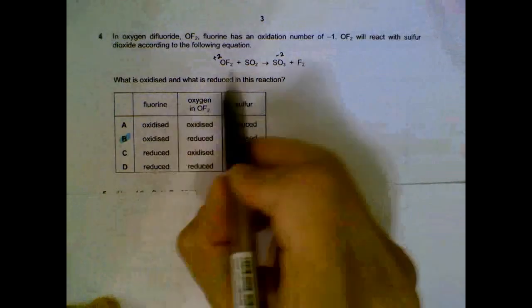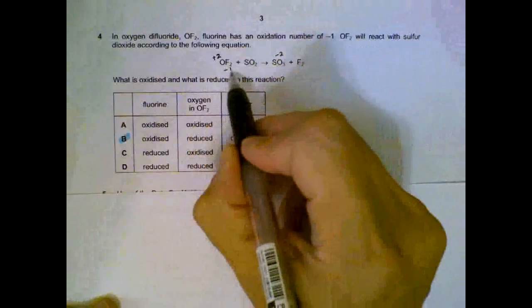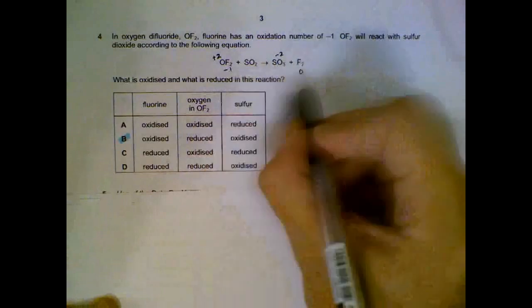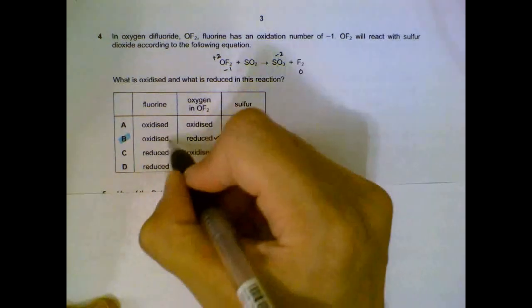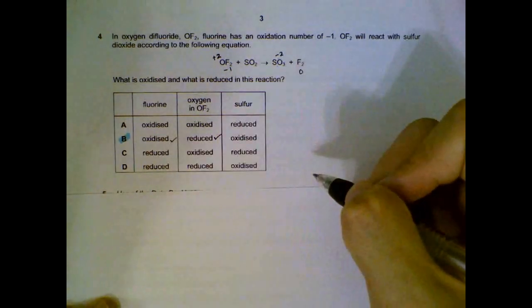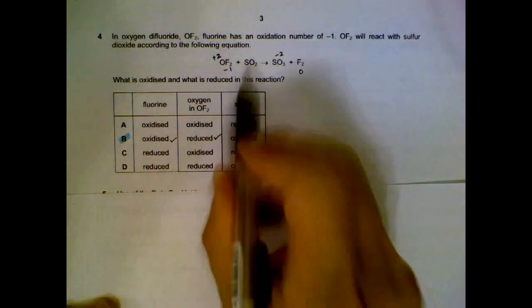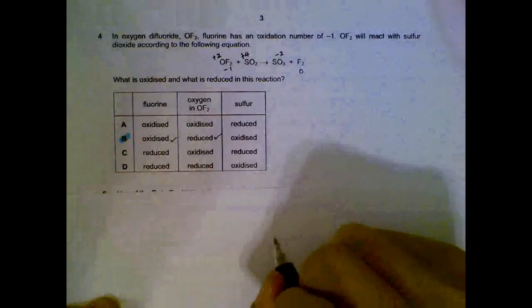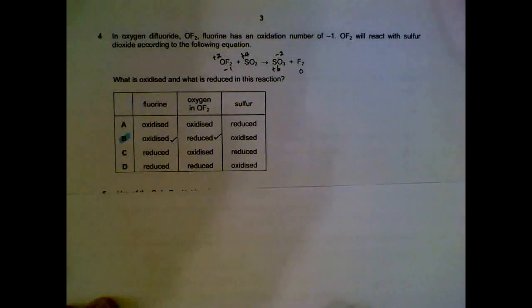We compare the fluorine. It was -1 as stated. -1 each, and then it goes to become an element. It becomes 0. So the fluorine was oxidized. That actually gives us the answer B. If you want to check the sulfur, it is +4, and it becomes +6. So the sulfur was oxidized.